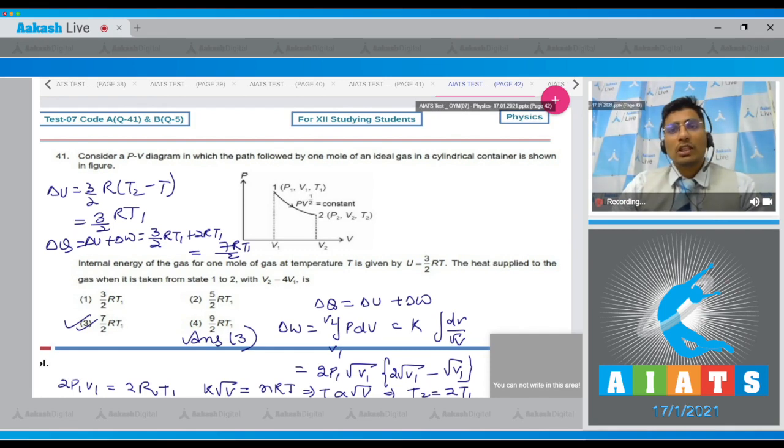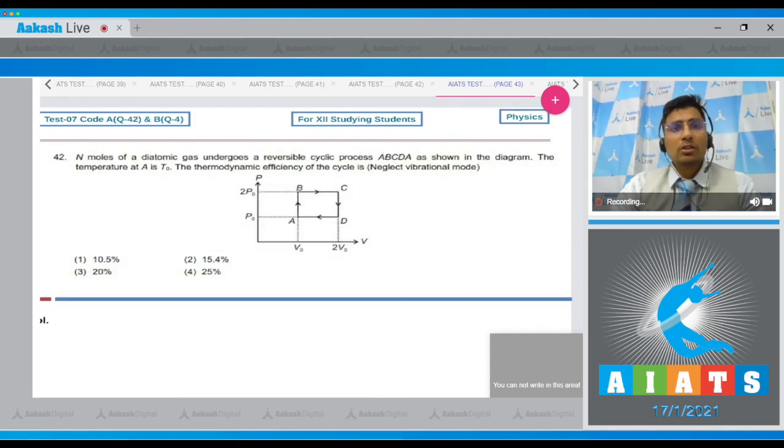Now moving on to question number 42. In this question, n moles of diatomic gas undergoes a reversible cyclic process which is given. The temperature of A is T0. We have to find out the thermodynamic efficiency of the cycle.